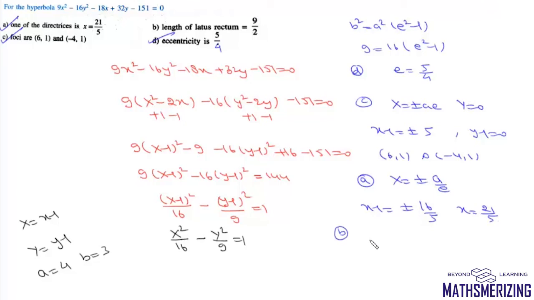Now the last thing is the length of latus rectum. So we know that the length of latus rectum is 2b square upon a. So it'll be 2, and what's b square? B square is 9 and a is simply 4. So it'll be 9 by 2, and that's your option number B. So for this question, all the options A, B, C and D are correct.